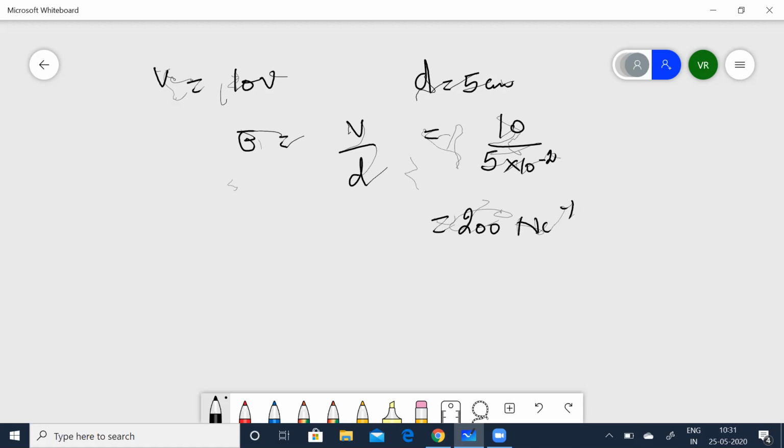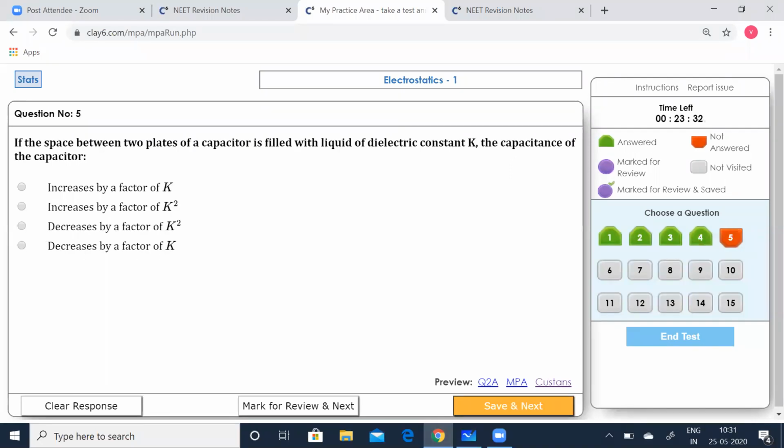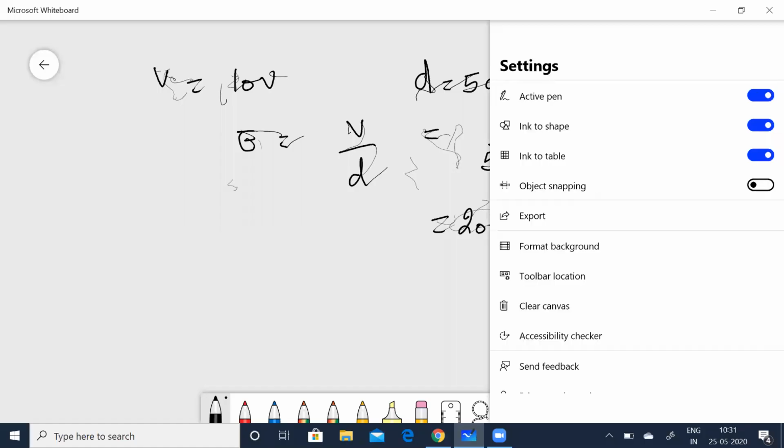Let's see which option is correct. 200. Yes, B is correct. Click that. Go to the next. If the space between two plates of a capacitor is filled with liquid of dielectric constant K, the capacitance of the capacitor increases by a factor of K, increases by a factor of K squared, decreases by a factor of K squared, and decreases by a factor of K. All right.